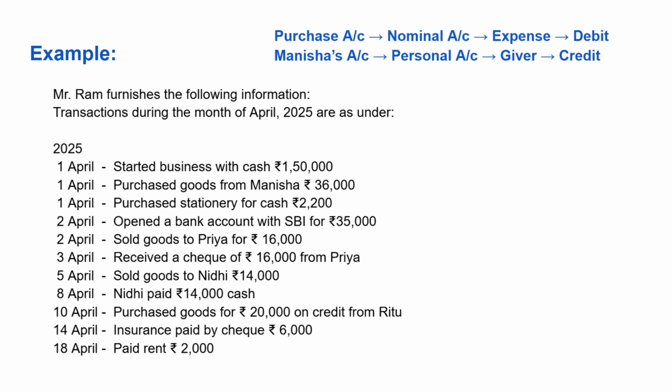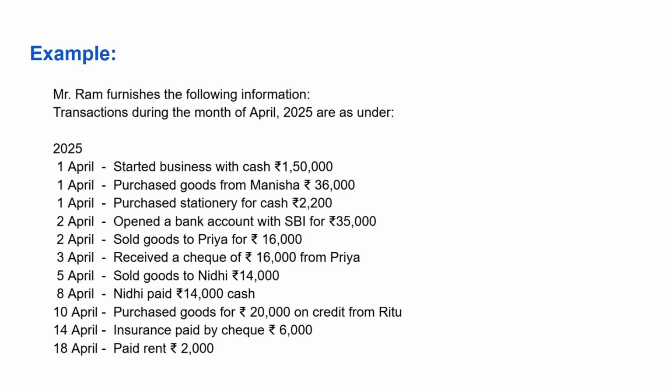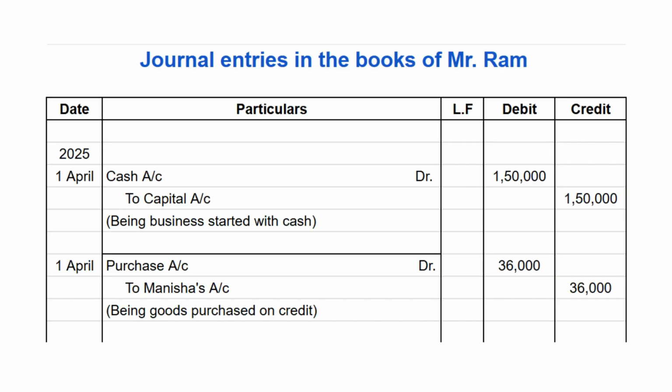Purchase account, it is nominal account and purchase is an expense, so it is debit. And Manisha's account, Manisha is person, so it is personal account. And Manisha is the giver of goods, so it is credit. Let's see how we'll record it. 1st April, purchase account debit 36,000 rupees to Manisha's account 36,000 rupees, being goods purchased on credit.